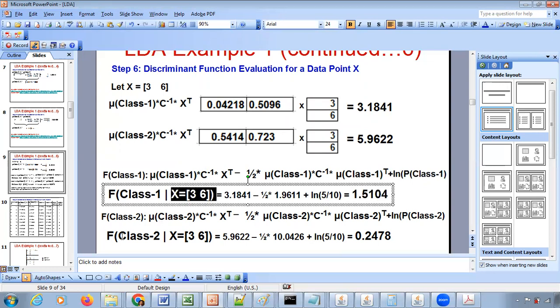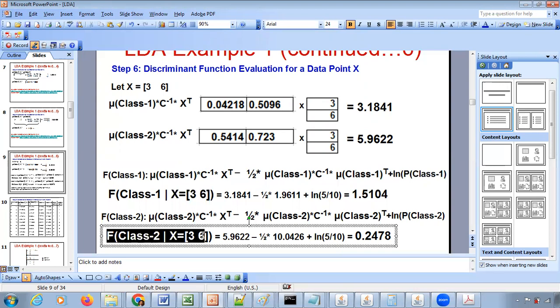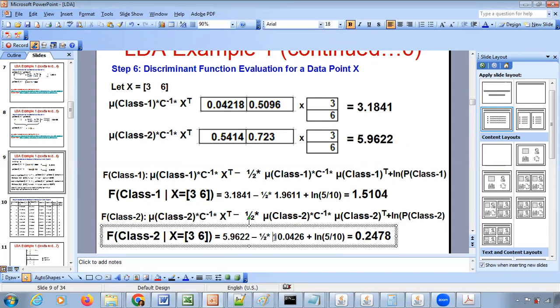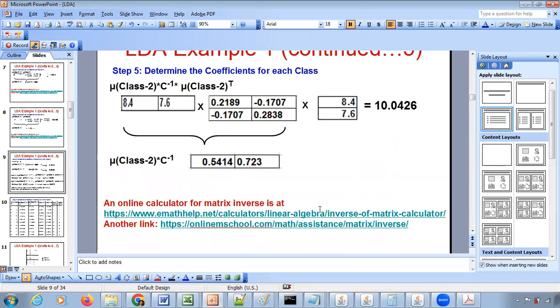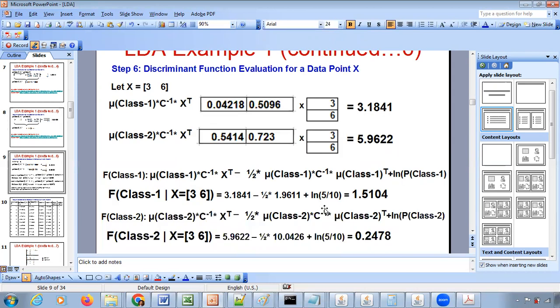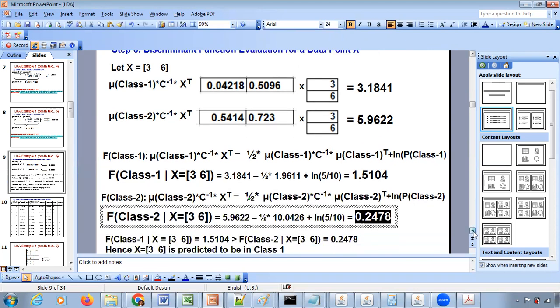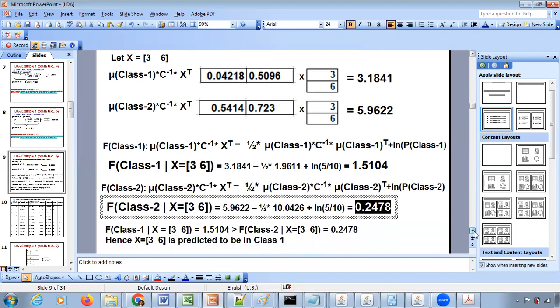Similarly, compute the F value for class 2 for the same test data point. So this term that we computed with the test data point is 5.9622 minus half times. Instead of this test data point, we used the means and got this number. So use that number. So minus half of that 10.0426. Similarly, plus log of 5 over 10. So that will give you this. So we got 2 F values, one for each class for the test record data point.